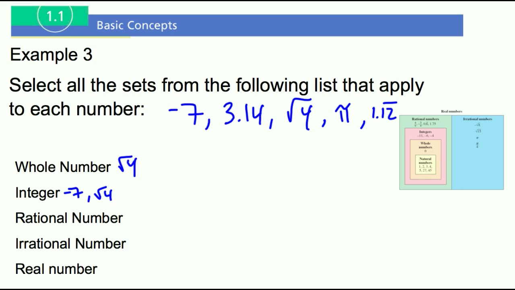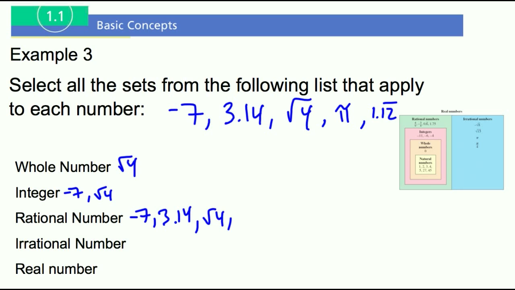Rational numbers: numbers that can be written as a fraction. Can I write negative 7 as a fraction? Heck yeah. How about 3.14? Can you write that as a fraction, or does it have a decimal that terminates? It sure does. How about the square root of 4? Well, of course, because square root of 4 is 2.